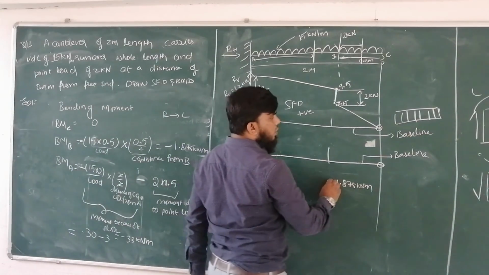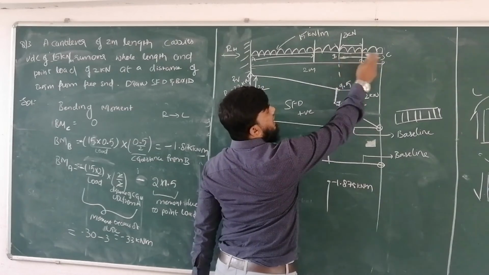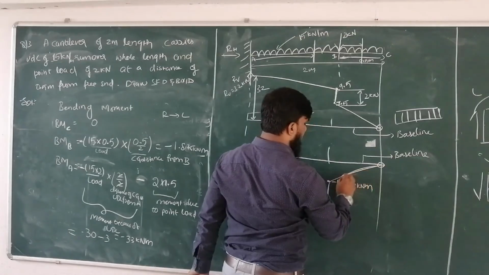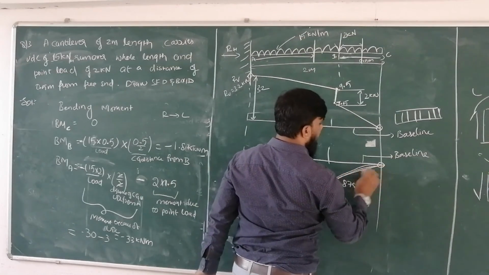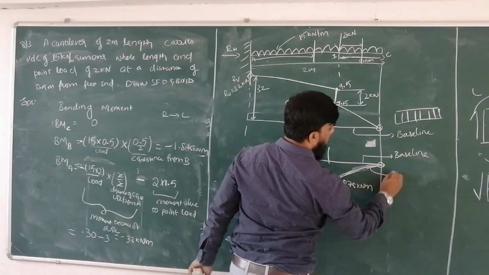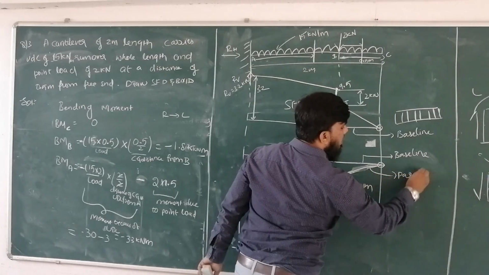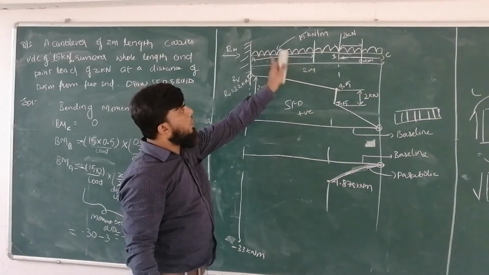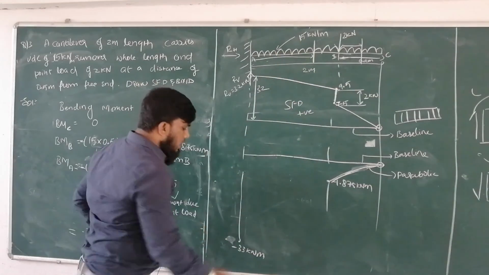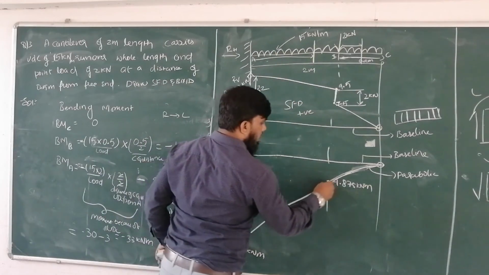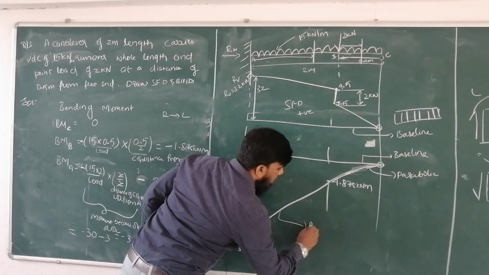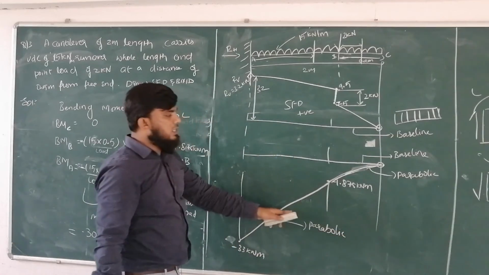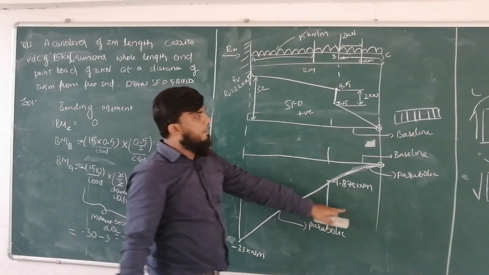Now see how I have to join this. Since the UDL is acting here, the curve will be parabolic. So you have to write it as a parabolic curve. Next, from here to here you also have a UDL length, so this is also a parabolic curve. Even though it seems to be an inclined line, it is not inclined. That's why I am writing parabola.